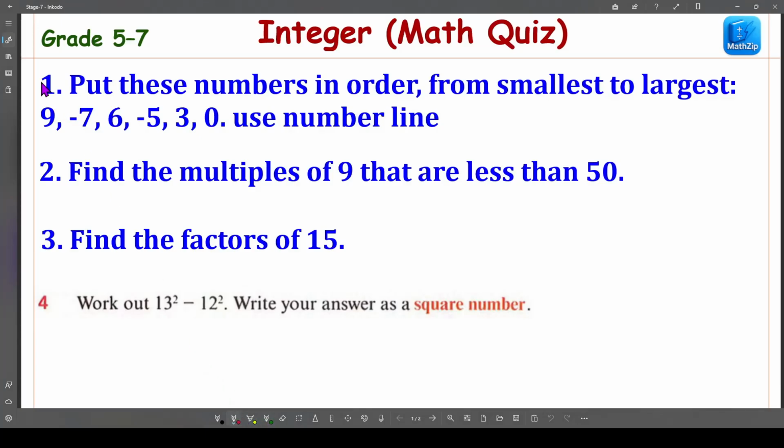Here are 4 questions which we are going to solve. Our first question: put these numbers in order from smallest to largest: 9, -7, 6, -5, 3, 0, and we should use a number line.